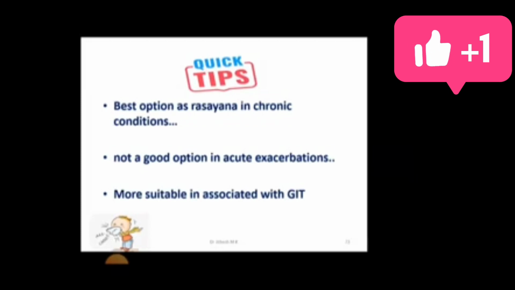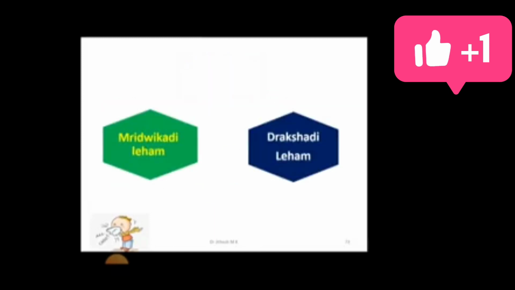Agastya Rasayana is a Rasayana. It is not a Samana treatment. Definitely it is not a good option in case of acute exacerbations. And again, the best option in conditions with respiratory conditions along with GIT symptoms, that is, with constipation, excessive abdominal distension, excessive burning sensation, etc. If the wheezing patient exhibits these kinds of symptoms, the best option will be Agastya Rasayana.